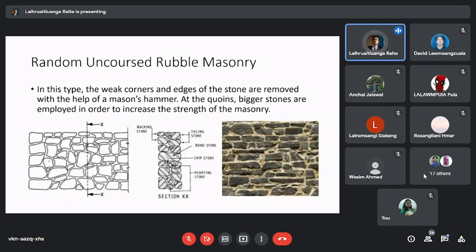You have hearting stone, which, as the name suggests, forms the heart or the central part of your masonry, and they are basically acting as the core part, and their function is to form a connection between the facing stone and the backing stone as well.